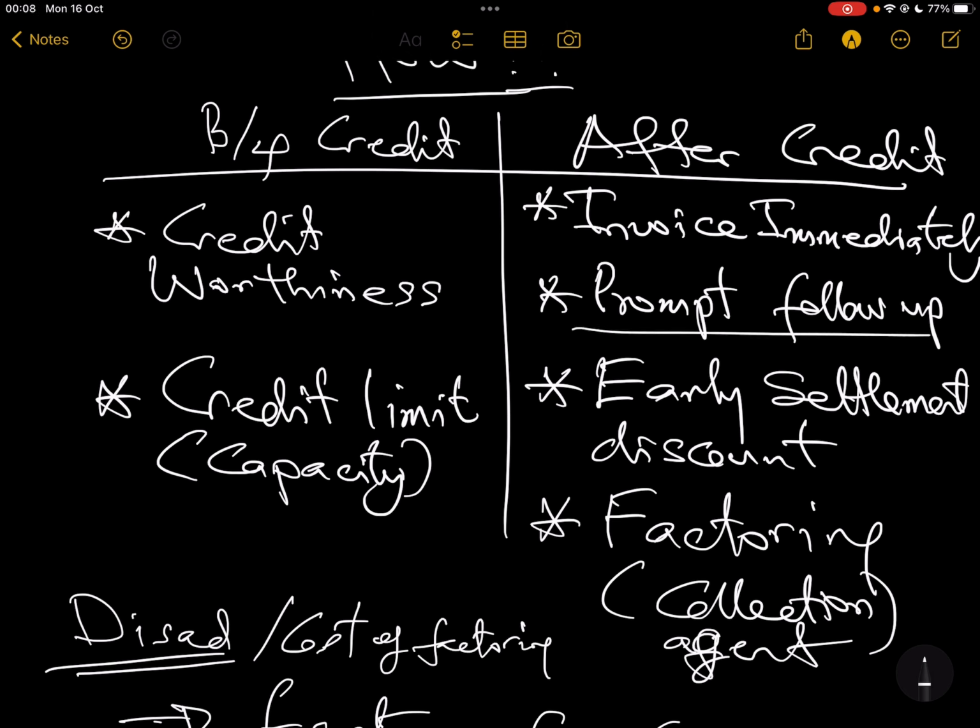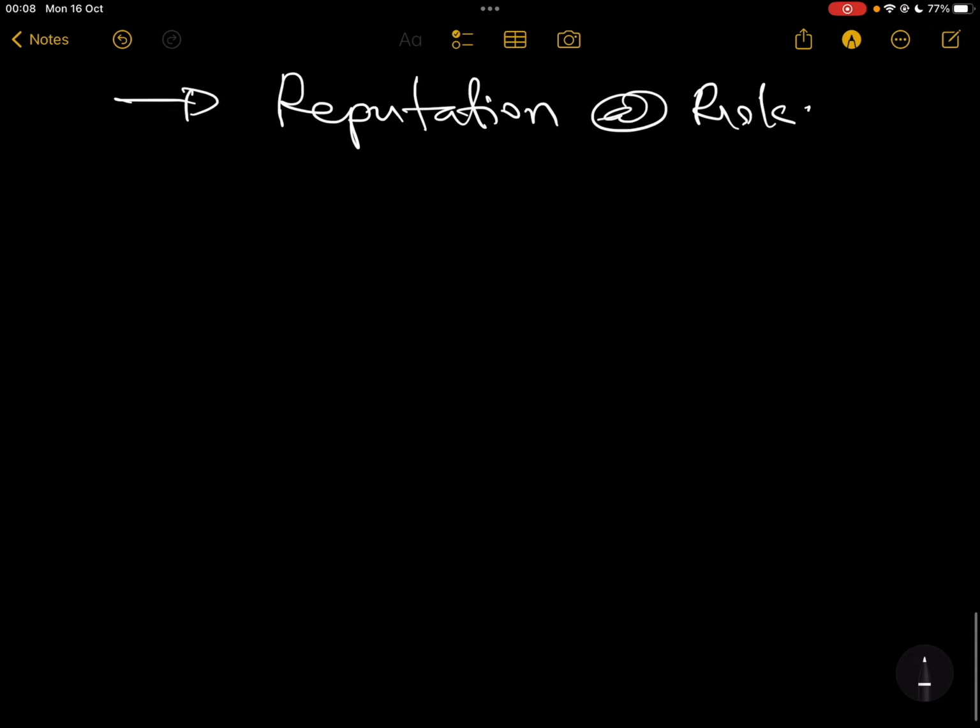Because if you do these two items before properly, you do number three, you're probably going to be good, right? But sometimes there must still be some difficult customers, right? So that's how you manage your account receivable.